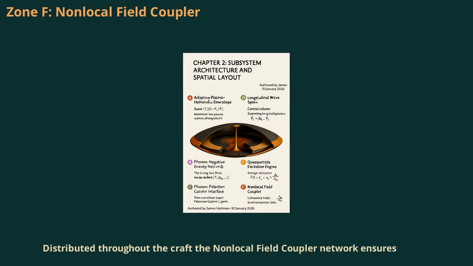Distributed throughout the craft, the Nonlocal Field Coupler network ensures phase coherence and synchronization across all zones. These hubs maximize Polariton lifetime and coherence length, binding the entire system into a single, responsive unit. This is essential for maintaining stability and executing complex maneuvers.